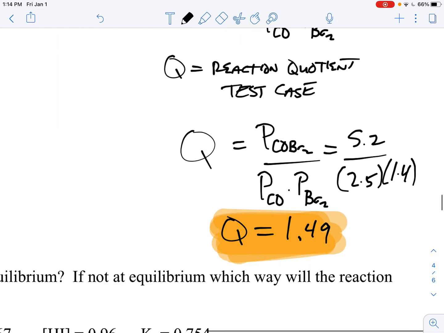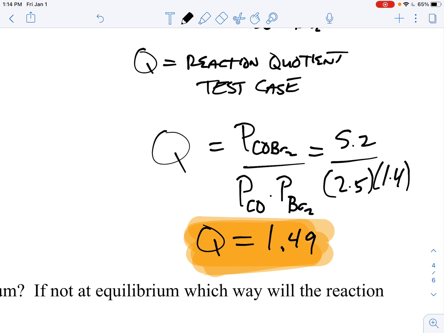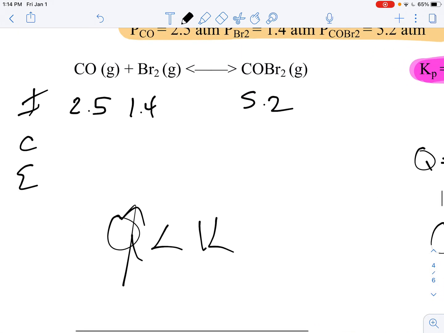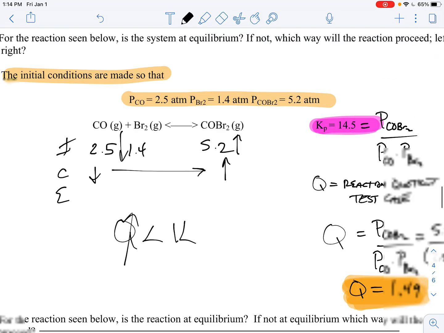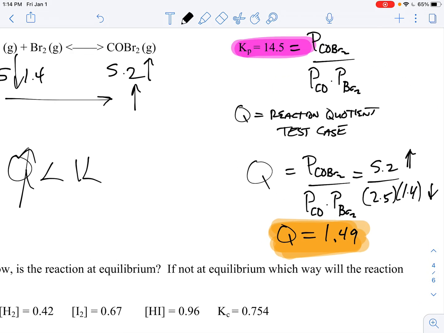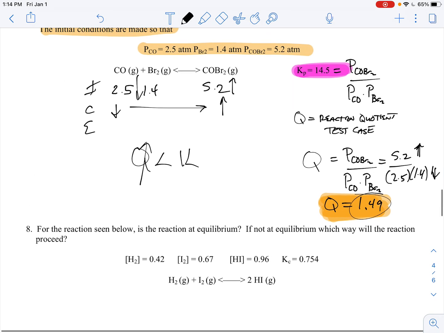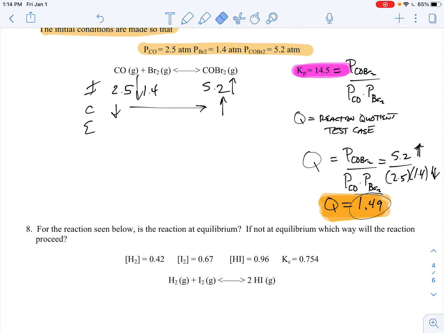How am I going to get my Q to go up? Well, I'm going to have to make these numbers bigger. And how do I make these numbers bigger? Well, I make the numerator bigger and I make the denominator smaller. What does that imply? If I need to make that number bigger and these numbers smaller, that implies that the reaction is going to go over to the right-hand side. And if it goes to the right, then I'm going to increase the amount of my products and decrease the amount of my reactants, in which case these numbers will go up and down, and it will consequently make that number bigger.